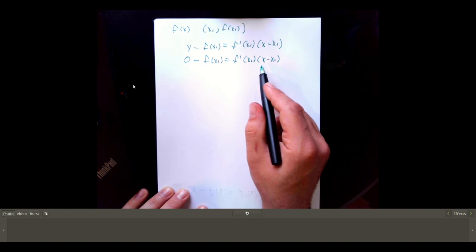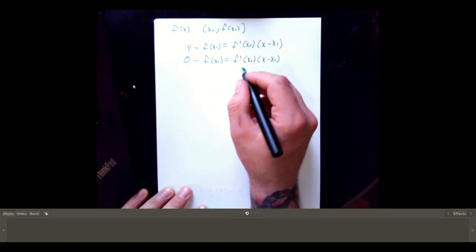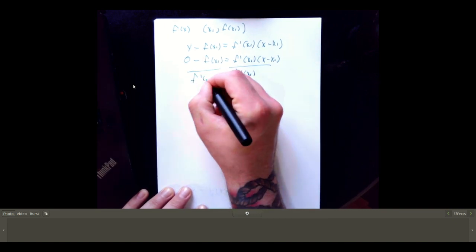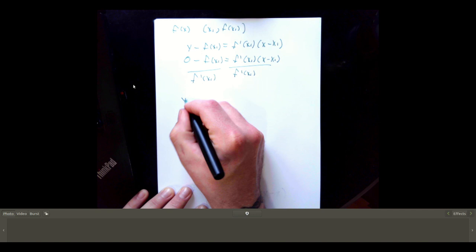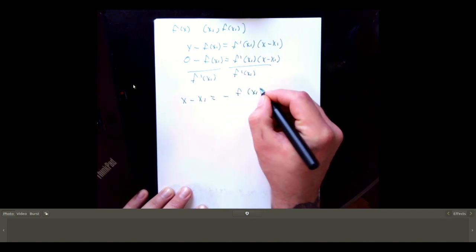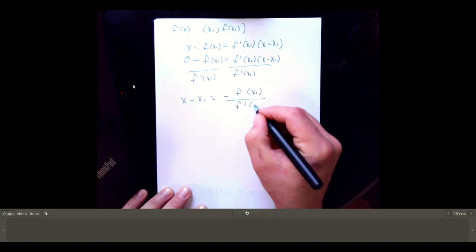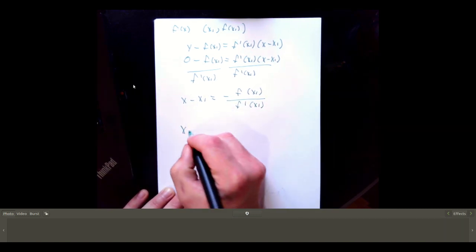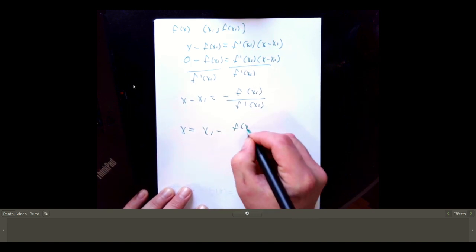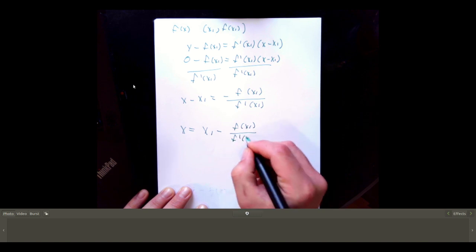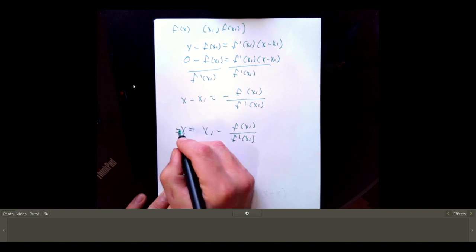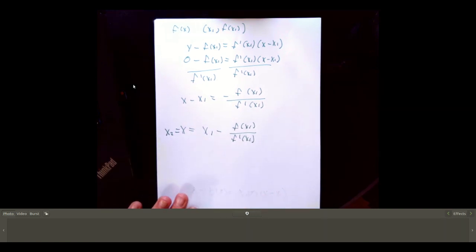Solving for x, we'll divide by f prime of x1. That gives us x minus x1 is equal to negative f of x1 divided by f prime of x1, or we get x is equal to x1 minus f of x1 divided by f prime of x1. And since we use this as our next guess, we'll call this x2.